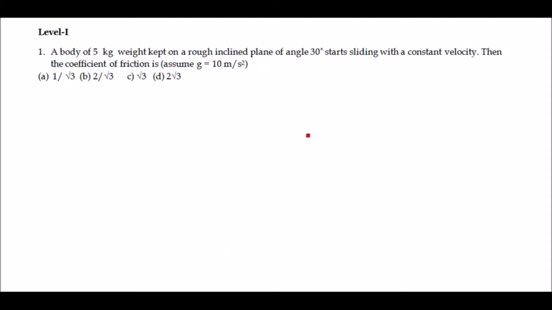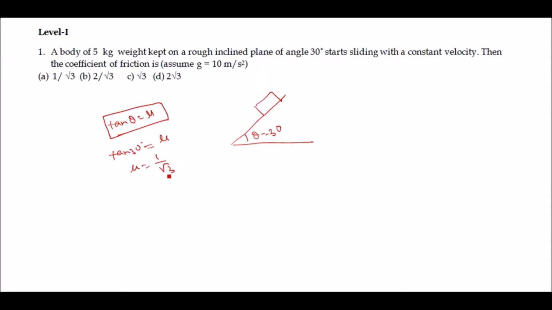So here the angle given is called the angle of repose. It will start sliding at this angle, so theta is equal to 30 degree, and it is our angle of repose. And we know that tan theta is equal to mu, that is, tan of angle of repose is equal to coefficient of friction. So tan 30 degree is equal to mu. We have to calculate mu, so mu comes out to be 1 by square root 3. So the answer will be A.